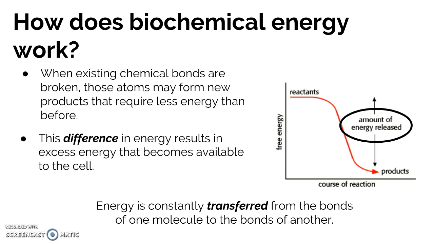So instead we have to keep in mind that energy is constantly transferred from the bonds of one molecule to the bonds of another. And this is where it kind of gets into our goal for today when we talk about these new molecules called ATP and ADP. They are going to be the molecules that help us store and transfer that energy until we need it for some other cellular work down the line.